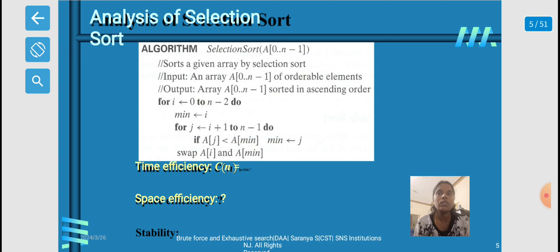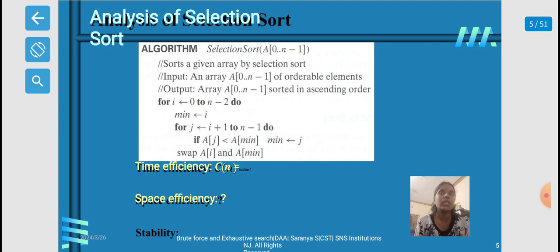The number of key comparisons for the version given above is the same for all arrays of size n. It is obtained by the sum, which is almost identical to the sum for selection sort. C(n) equals the summation for i equals 0 to n minus 2 of the summation for j equals i plus 1 to n minus 1 of 1, which equals the summation for i equals 0 to n minus 2 of n minus 1 minus i, which equals n times n minus 1 divided by 2.